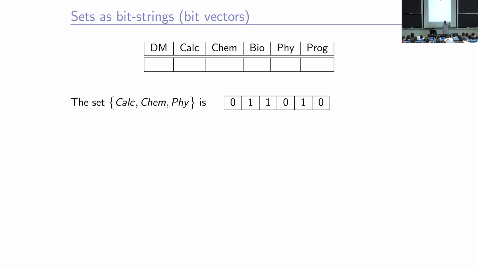Which element? DM is not an element of the set, right? The second bit is 1, that means calc is an element of the set, right? The third bit is 1, that means the third element in the order.